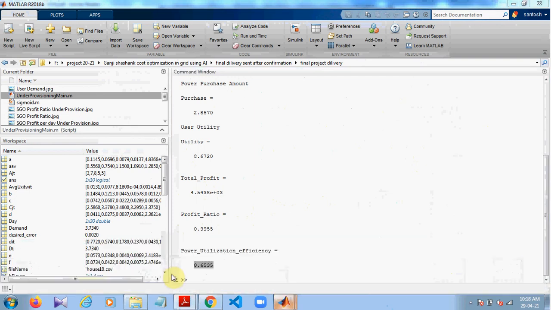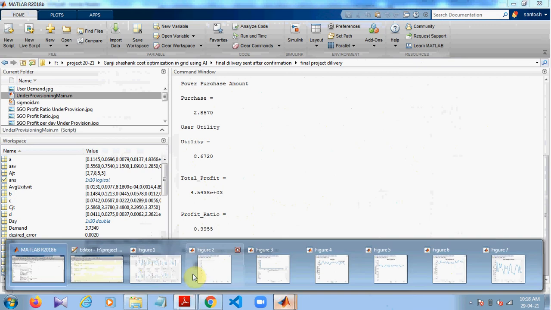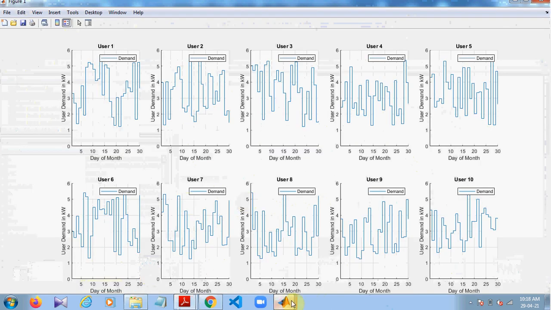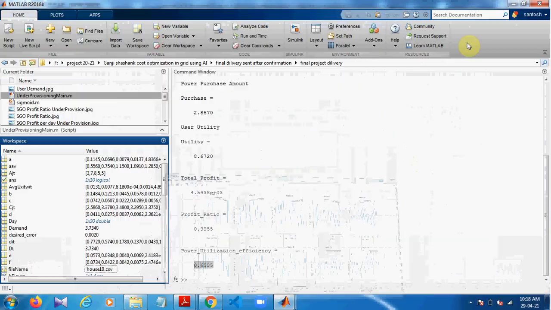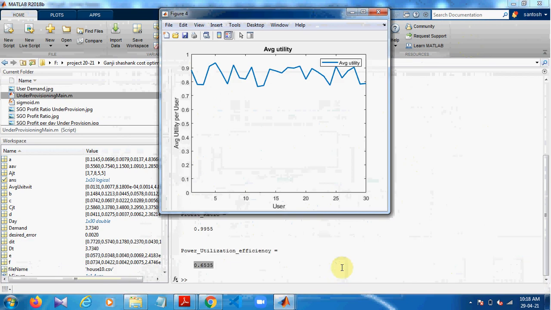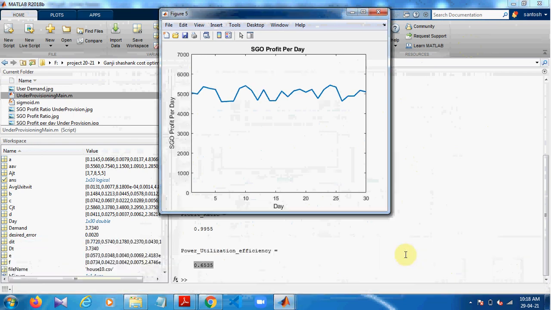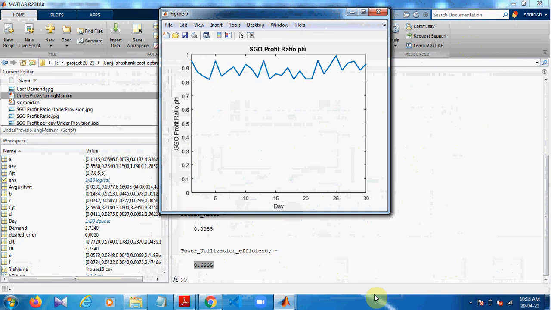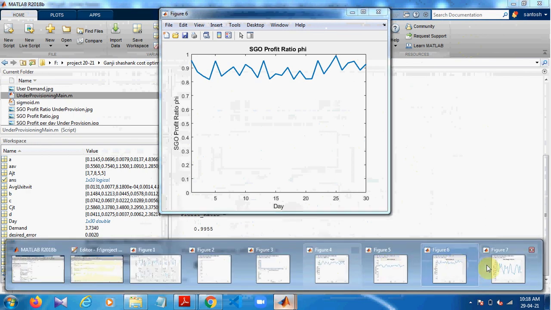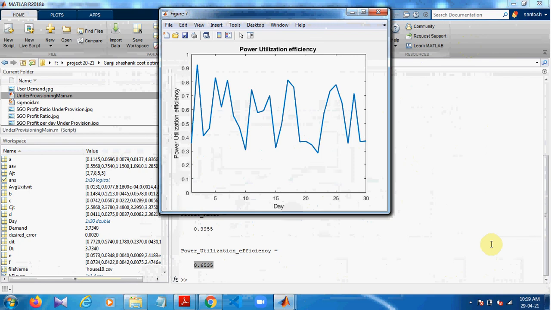So you can see the graphs as well. As before, graph 1 shows the user demand, and this graph shows the neural network execution. I'll see them one by one. Again, this is the average utility graph for the under provision scenario. Again, you can see SGO profit per day for the under provision scenario. This is the SGO profit ratio phi for the under provision scenario. This is power utilization efficiency, which is reduced drastically due to the under provision scenario.